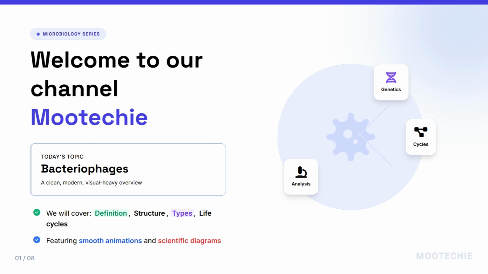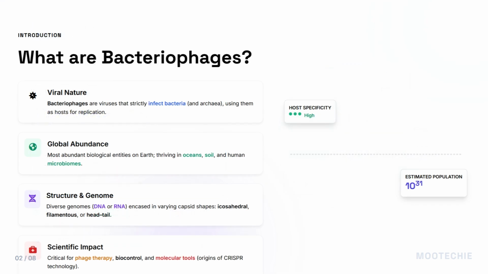Now, let's get introduced. What are bacteriophages? At their core, they are defined by their viral nature. Bacteriophages are viruses that strictly infect bacteria and sometimes archaea, using them as hosts for replication. This means they can't infect human or animal cells. They are specialized hunters of microbes. A key feature of this relationship is host specificity, which is typically very high. A phage will often only attach to one bacterial strain, making it a precise tool.